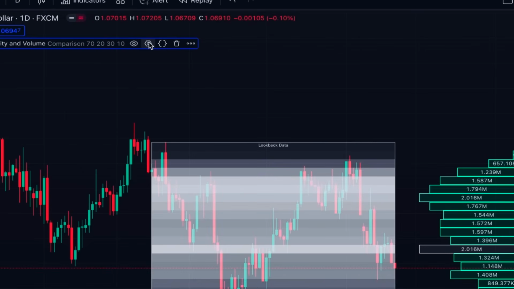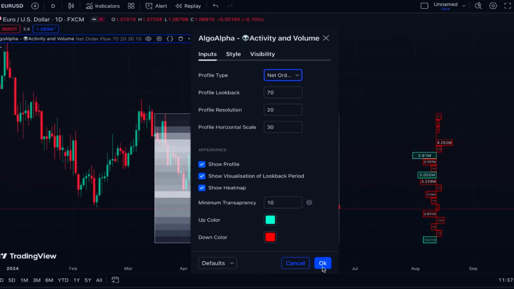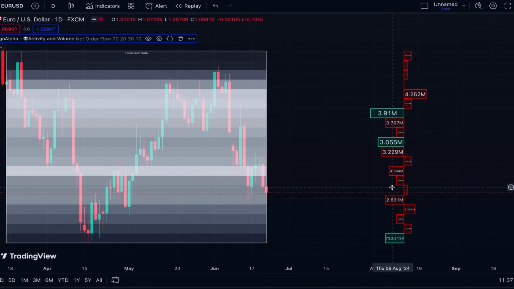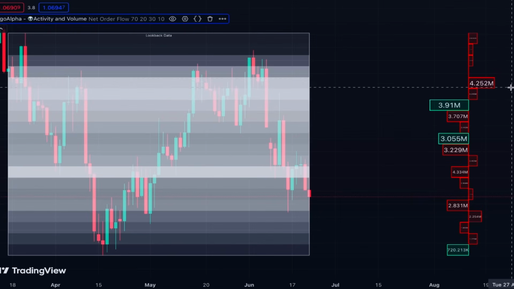Alright, now let's go to the settings of the indicator and change the profile type to net order flow. In this mode, the focus is on the net volume changes. This mode shows the net volume for each price range, and it helps you with market sentiment at different levels of the price. For example, here for this price range, this is the net volume, and it shows we had bearish sentiment in this price range for this period, or here for this price range we had bullish sentiment in this period. So when we are in net order flow mode, our focus is on the net volume changes, and this will help us with market sentiment.